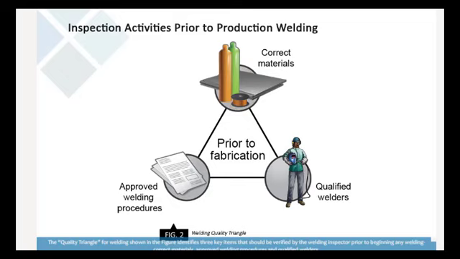The quality triangle for welding shown in the figure identifies 3 key items that should be verified by the welding inspector prior to beginning any welding. Correct materials, approved welding procedures and qualified welders.